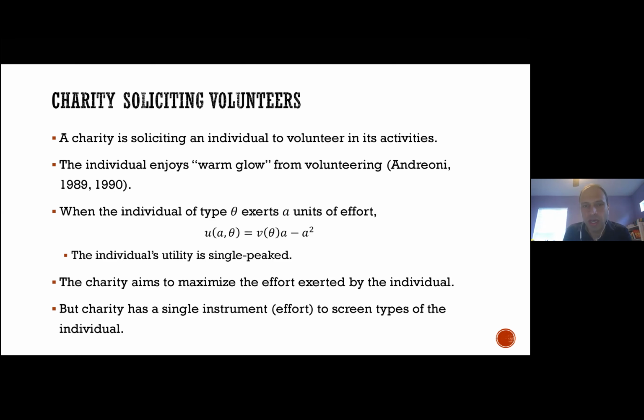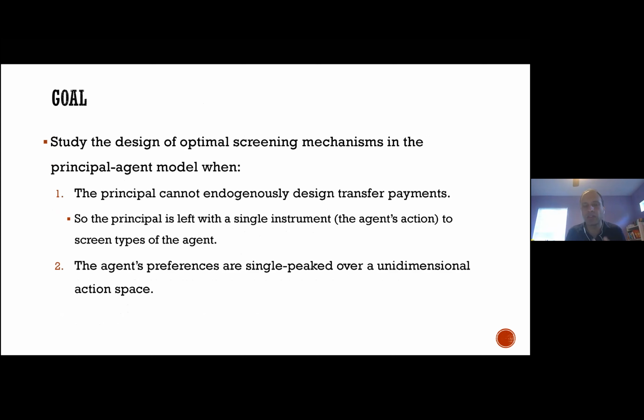Okay. All right. So now, the goal of this paper is to basically think about the design of optimal screening contracts or mechanisms in a single principal, single agent model when two basic assumptions are satisfied. These are situations where the principal cannot endogenously design transfer payments. So either the case of charity, where transfer payments don't even exist, right? That's an immoral thing to do, I guess, to pay the volunteers, or situations where the transfer payments are exogenously fixed because of some regulation, like in the context of a monopoly, right? So that's the class of environments that I'm focusing on. And since transfer payments are not allowed, the principal will be left with a single instrument, which is the agent's actions, in order to screen the types of the agent, right?